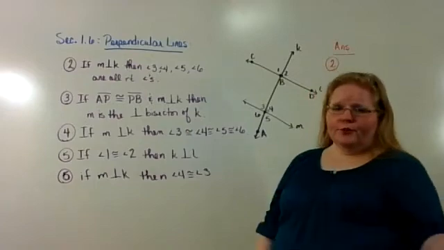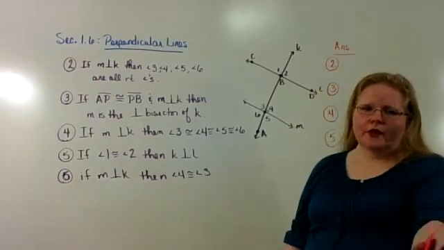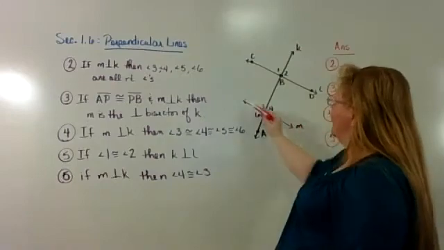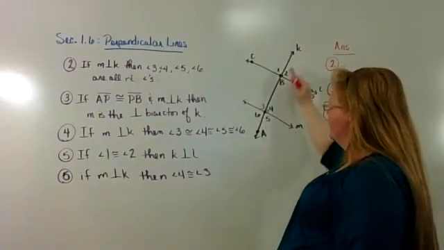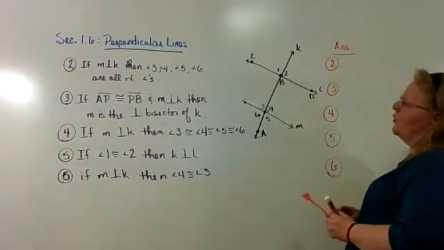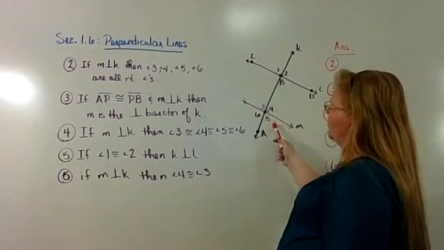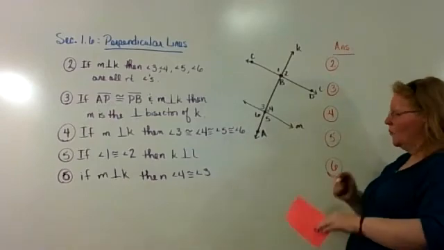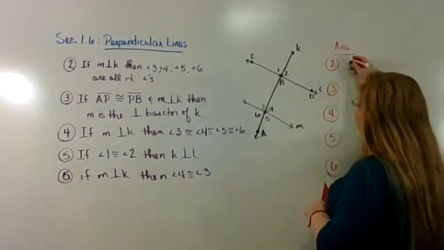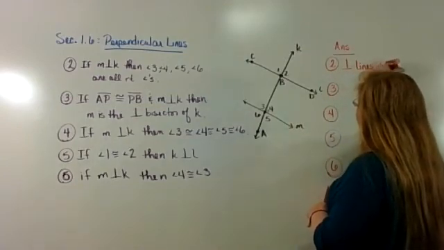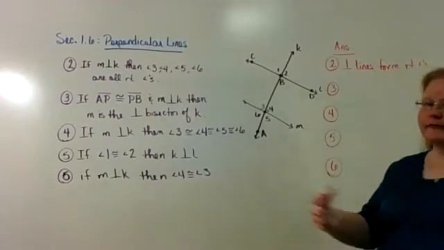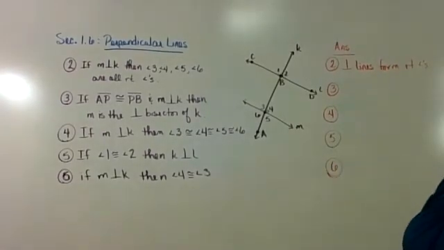Okay, so we're going to go through these kind of quickly, and it'll make for a short video today. If M is perpendicular to K, they're talking about line M here and line K there. It says if they're perpendicular, then these angles are all right angles. How do we know that? What's the postulate we just went over that tells us that? Well, it's that perpendicular lines form right angles. That's simple. Perpendicular lines form right angles. That's our reasoning. It doesn't have to get any harder than that.